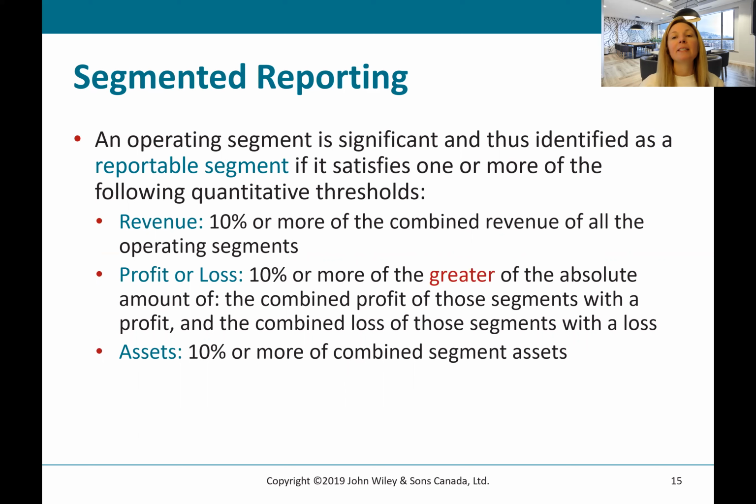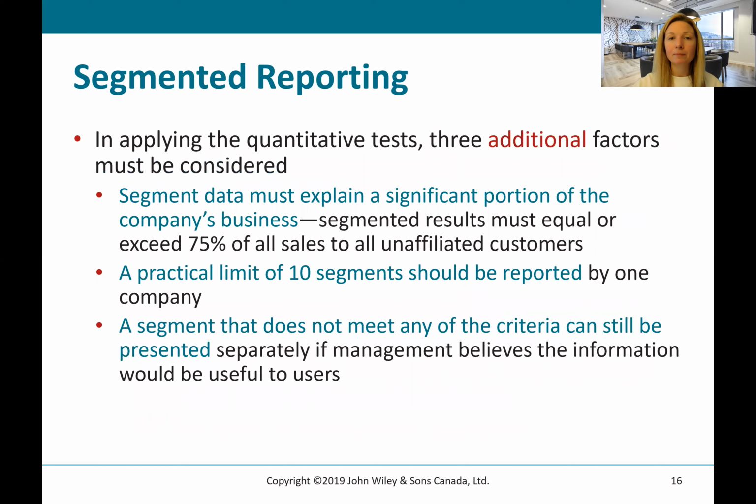An operating segment is significant and defined as a reportable segment if it satisfies one or more of the following thresholds. So this is how you know if you have to do segmented reporting. Revenue is 10% or more of the combined revenue of all the operating segments. The profit or loss is 10% or more of the absolute amount of the combined profit of those segments. And the assets are 10% or more of the combined segments.